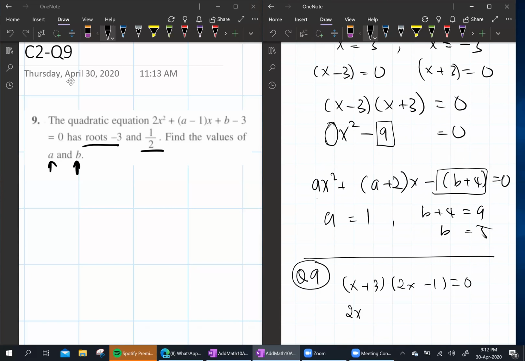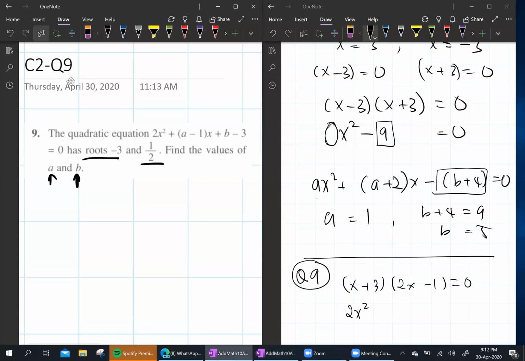No, A is 6 and B is 0. Correct. A is 6, B is 0. Okay. Number 10.